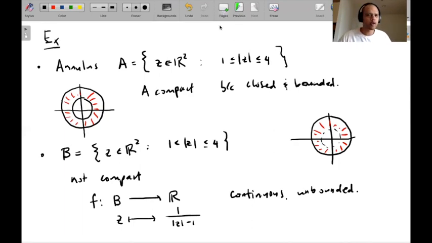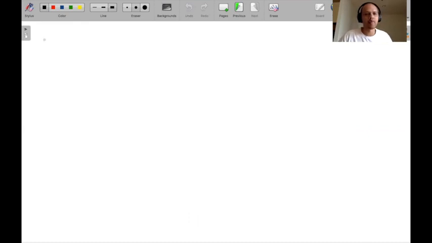A couple more examples of compact sets. So the Cantor set.